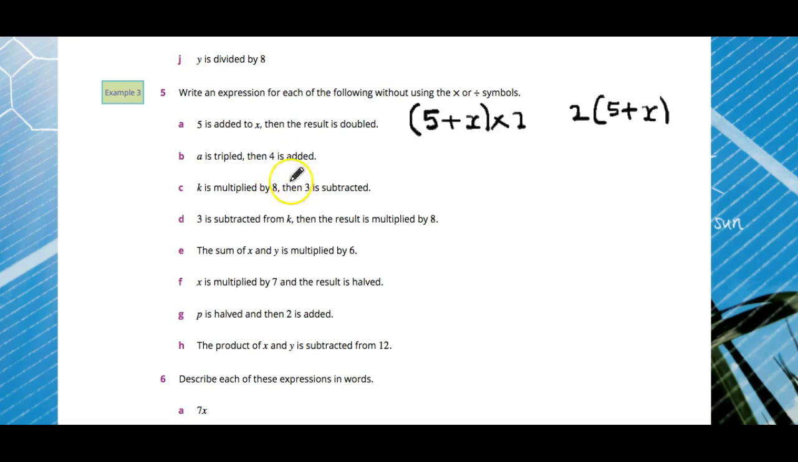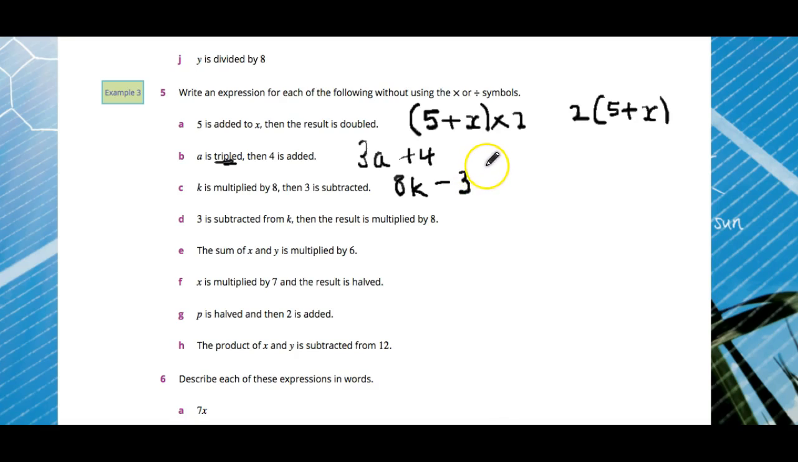All right, I'm going to do just a few more. A is tripled. So when something is tripled, we're multiplying it by 3. So we're going to have 3a. Remember, we're writing it without the multiply sign. And then 4 is added, plus 4. K is multiplied by 8. Then 3 is subtracted. So k is multiplied by 8. Remember, we write the number first. So 8k. And then 3 is subtracted, minus 3.